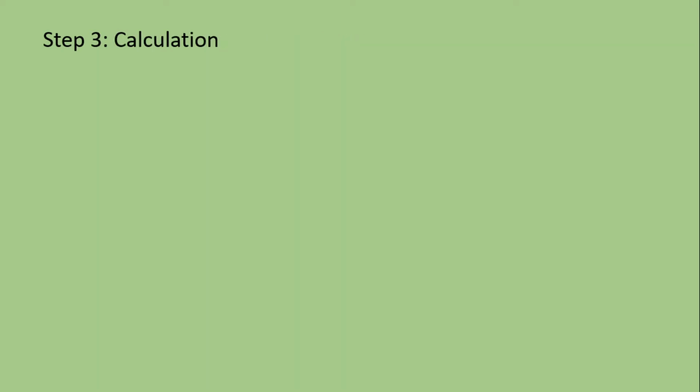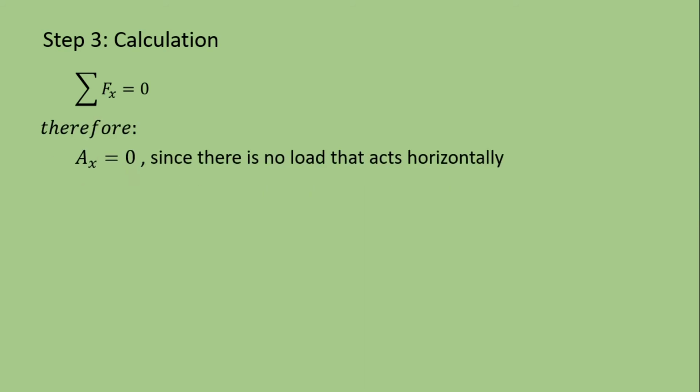So for calculation, we have to satisfy the conditions now. Summation of forces X should be 0. To solve that, since there is no load that acts horizontally, all of the loads given are vertical. So AX has nothing to react to horizontally. There is no horizontal force it needs to resist. So therefore, it is also 0.